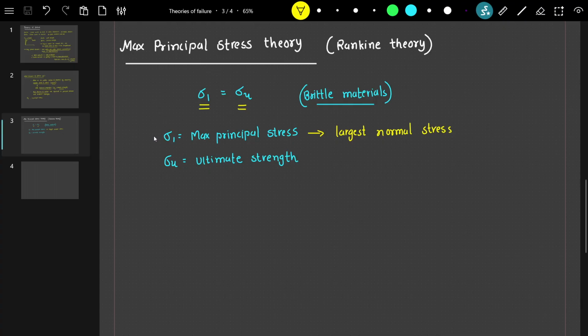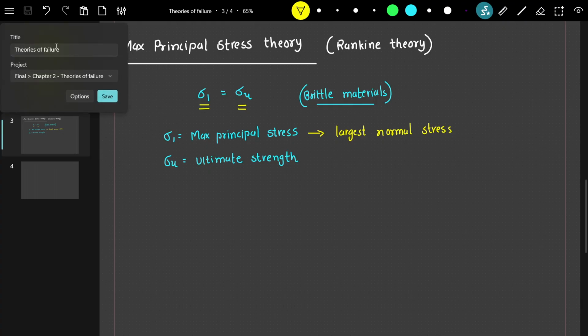In the next lecture, we will see theories of failure for ductile material. Basically, there are two popular theories of failure for ductile materials, that is von Mises theory and Tresca theory. So we will see it in the next lecture.